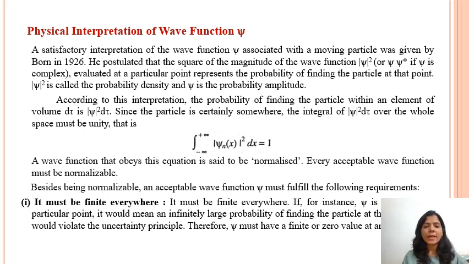Besides being normalizable, an acceptable wave function psi must fulfill the following requirements. Number 1. It must be finite everywhere. If, for instance, psi(x) is not finite at a particular point, it would mean an infinitely large probability of finding the particle at that point. This would violate the uncertainty principle. Therefore, psi must have zero or finite value at a particular point.